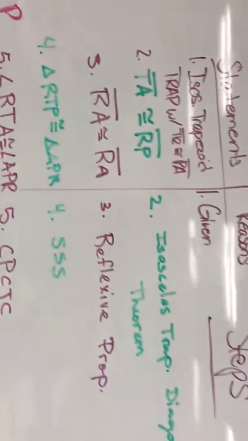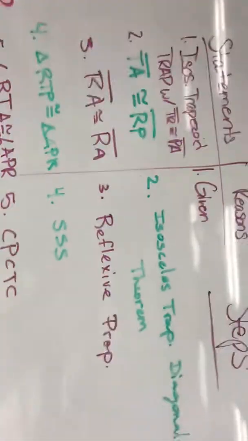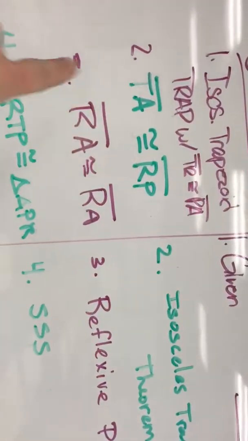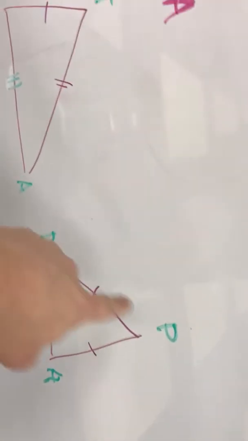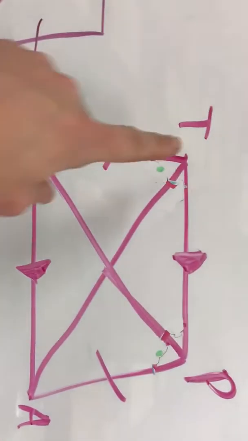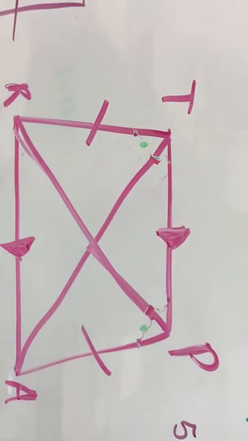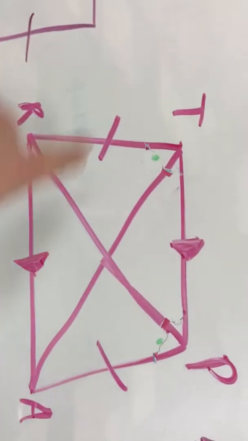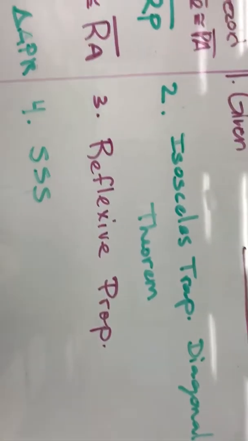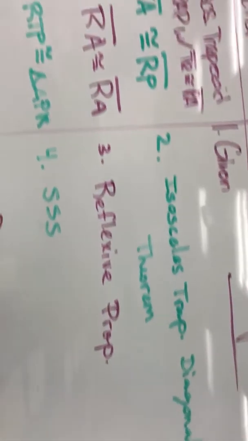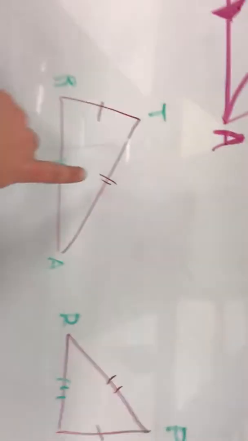So I noticed that TA is congruent to RP. I know that is true because they are diagonals in an isosceles trapezoid. So the isosceles trapezoid diagonals theorem says that if there's an isosceles trapezoid, the diagonals are congruent. So I can mark these two sides as congruent.